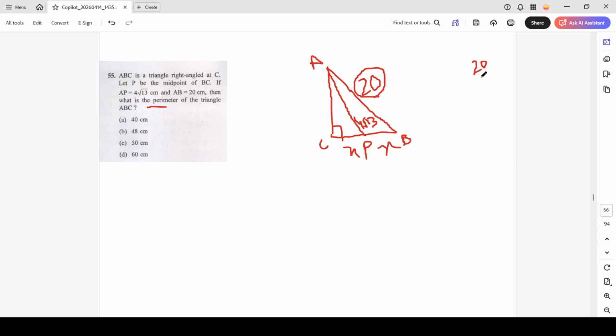Then for the other sides, we have here the triplet of 3, 4, 5. So 5 into 4 is 20, 4 into 4 is 16, and 3 into 4 is 12. Okay, these are the corresponding triplets of 3, 4, 5. So if we add these, we get 48 as our total perimeter.